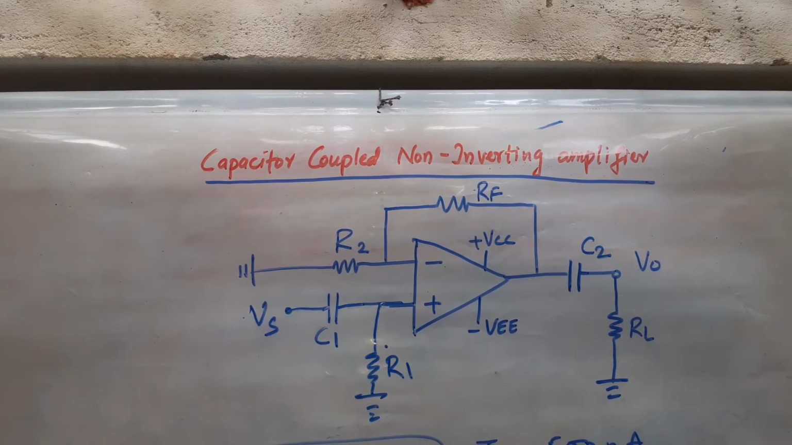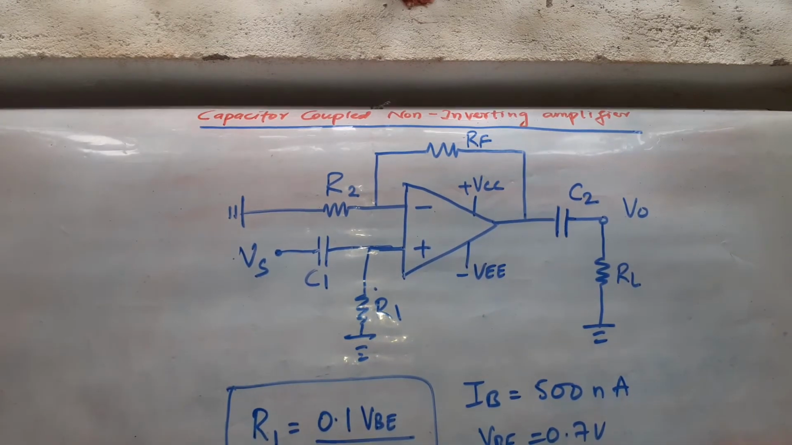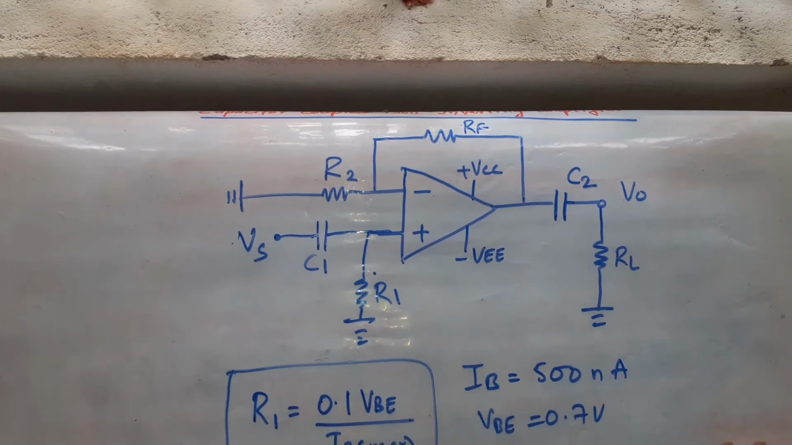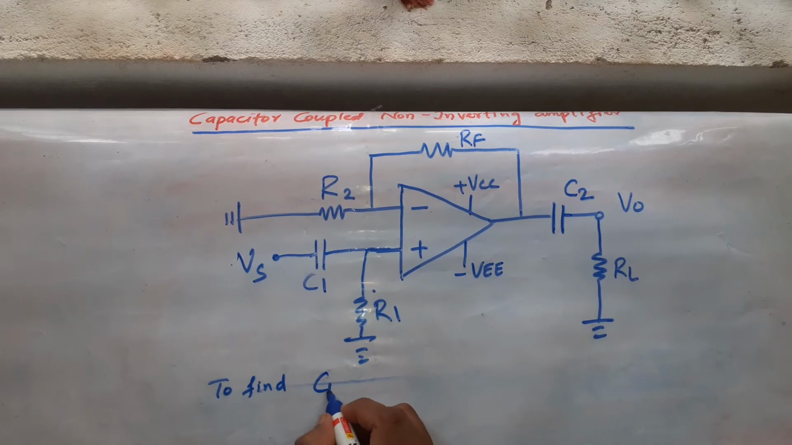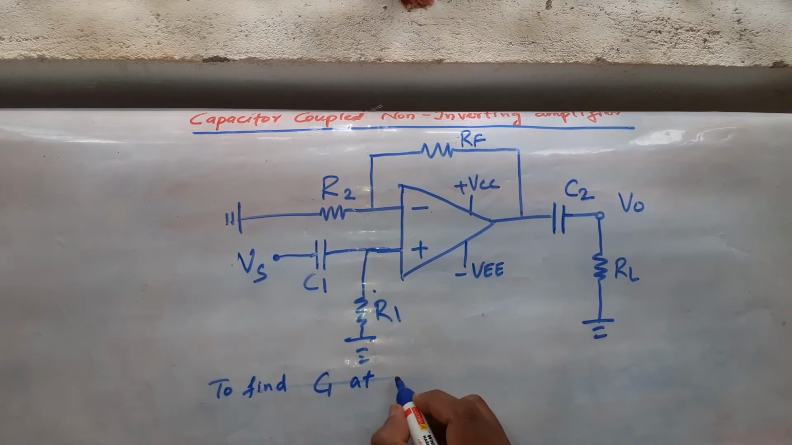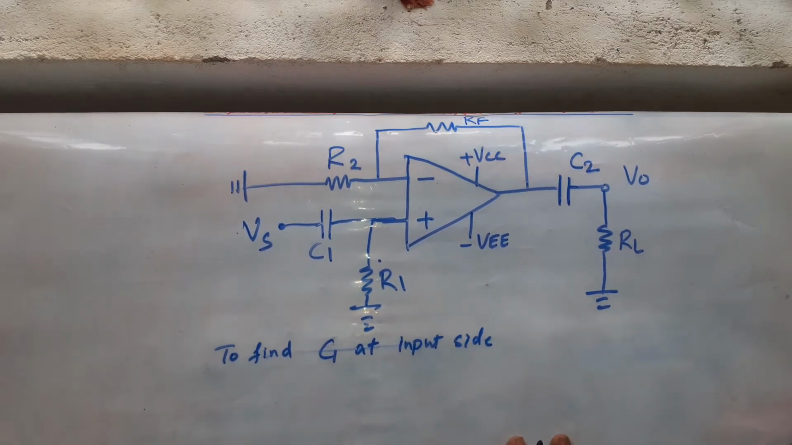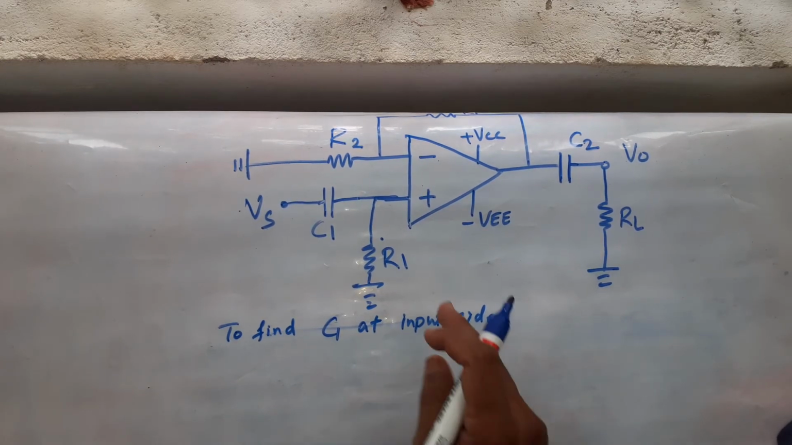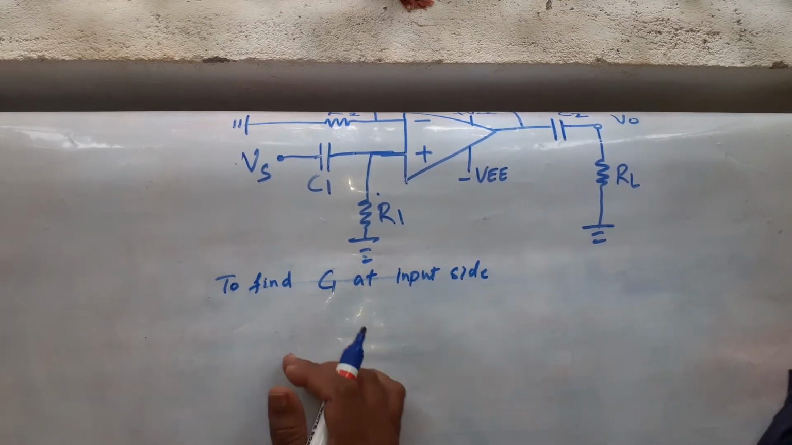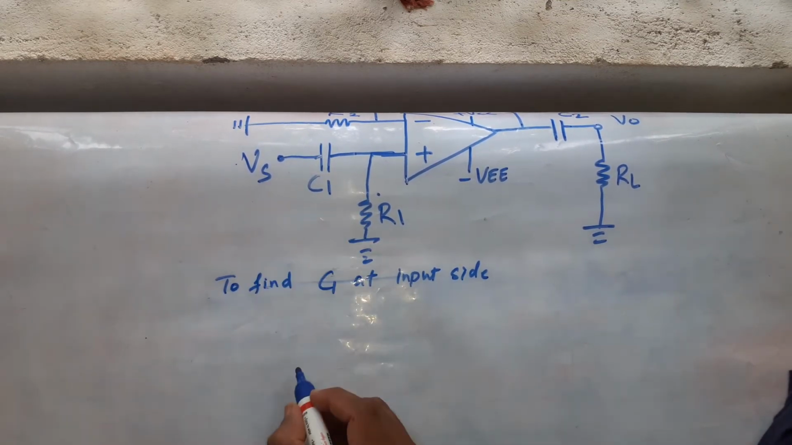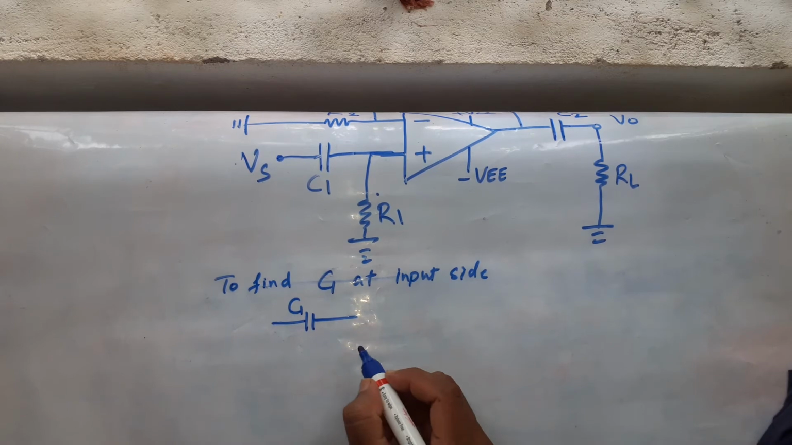Now let us see for C1 and C2. Now to find C1, which is at the input side, right? C1 is input side, C2 is output side. Now let me simplify this circuit for your understanding, so that I can use voltage divider rule. This is our C1.